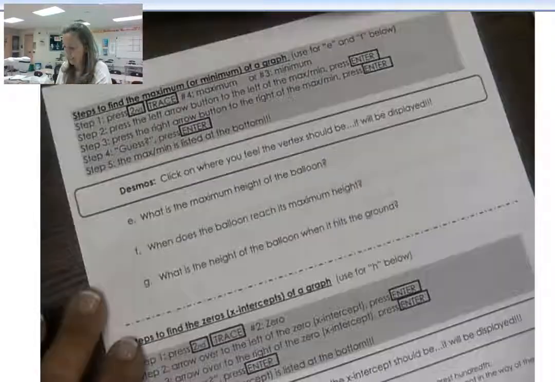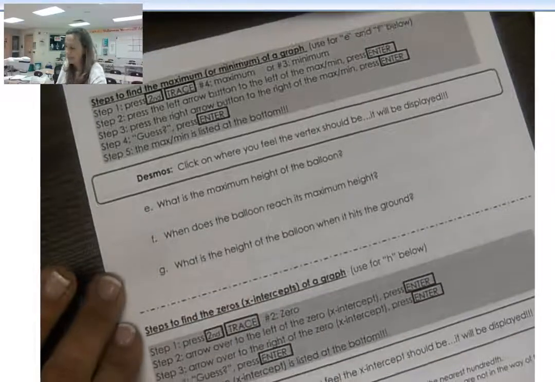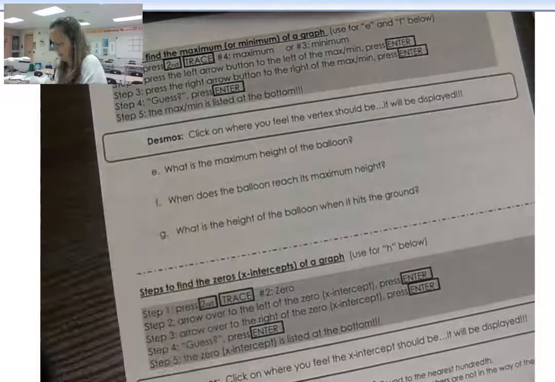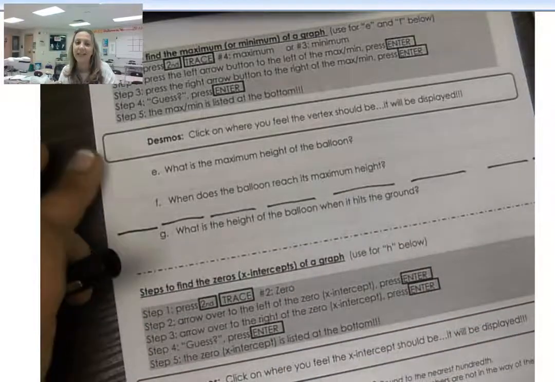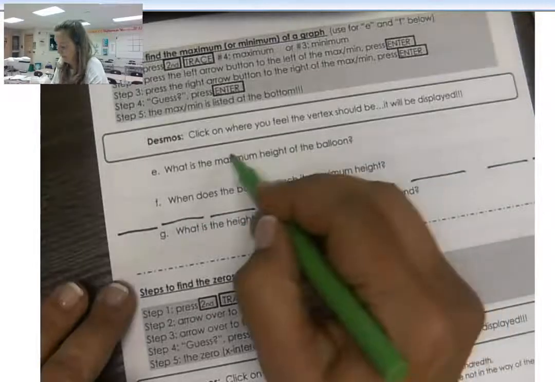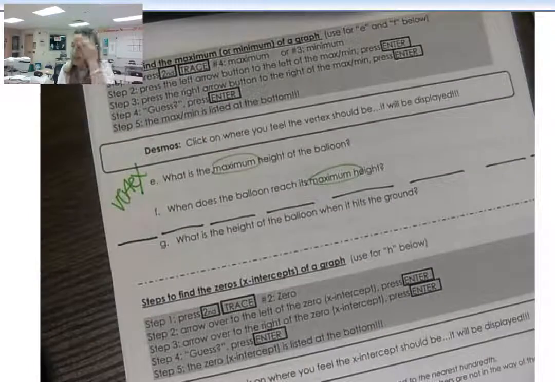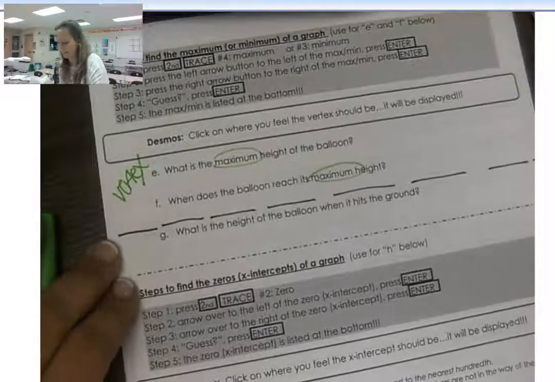All right. So let's look at the next piece here. The next piece asks for the maximum height of the balloon and when it reaches its maximum height. And to answer those two questions, when we see this maximum, oftentimes we think about our vertex. And so let's talk about how we can use the graphing calculator to find the vertex.